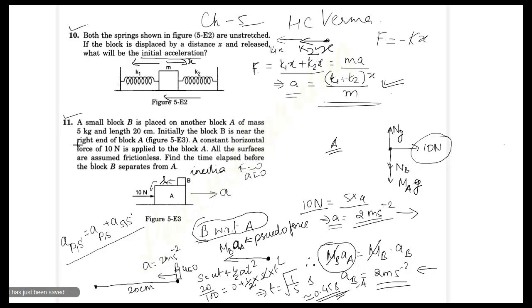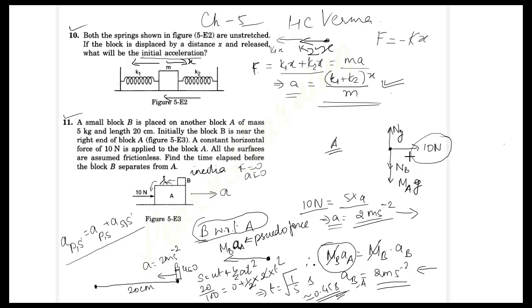So we'll see the next question, question number 11. There is a small block B kept on a large block A. The block A is having a length of 20 centimeters and the weight of block A is 5 kgs. So the block B is here initially and 10 Newton of constant force is applied on block A. All the surfaces are assumed frictionless. We have to find the time B takes to fall down from here.